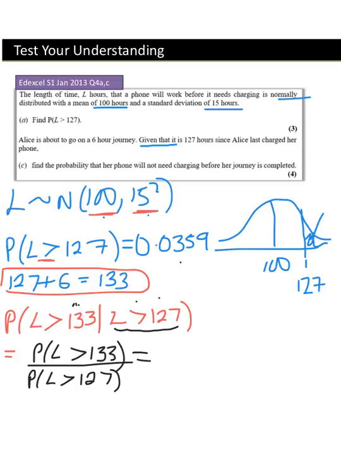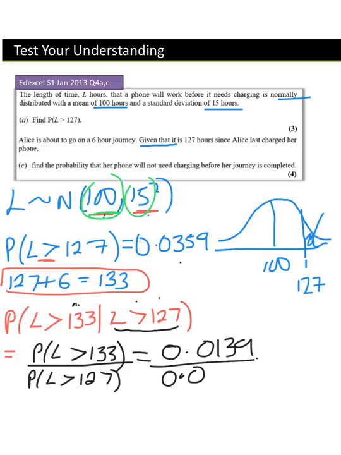My upper bound is going to be a larger number, at least 5 standard deviations above the mean, and my mean is 100, which we've got up here, and standard deviation I put in as 15, and that will give me the probability that it's greater than 133 using the normal CD button, which I've just said, as being 0.0139 divided by the probability it's more than 127, which I worked out in my previous answer, so 0.0359, which gives me an overall probability of 0.387. And rounding to 2 decimal places, 0.39.